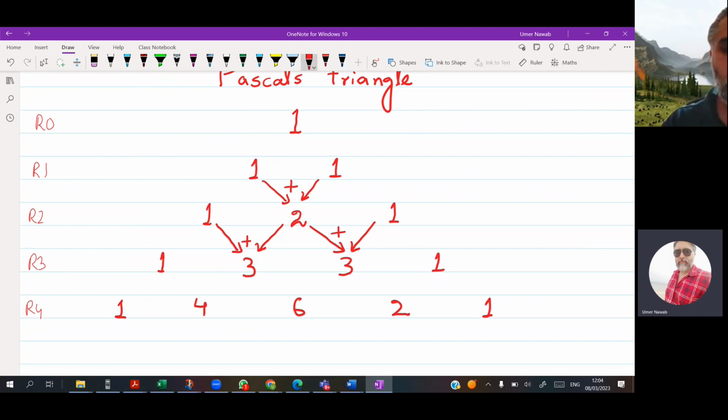One more row I will complete. Right, 1 here, 1 plus 4, 5, 4 plus 6 is 10, 6 plus 4, 10, and 4 plus 1 is 5, and here is 1.